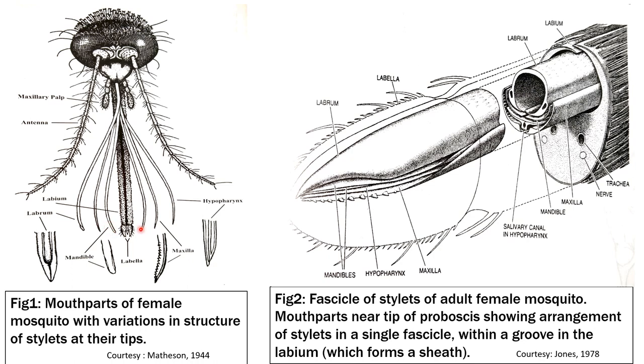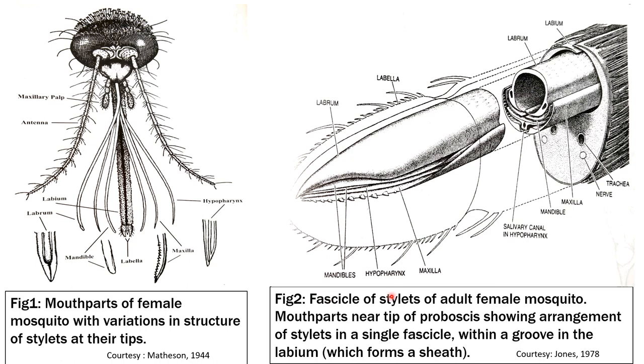This is the mandible. One pair of mandibles is present, and the tip of the mandible is pointed. This is the maxillary stylet, but the tip of the maxillary stylet is serrated or blade-like. This is the hypopharynx, another stylet. The tip is pointed. And this is the labrum, one of the stylets of the fascicle. The tip of the labrum is also pointed.